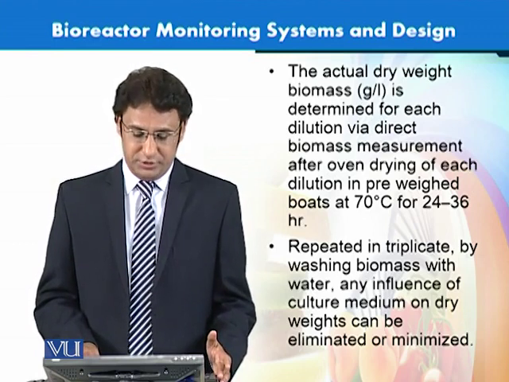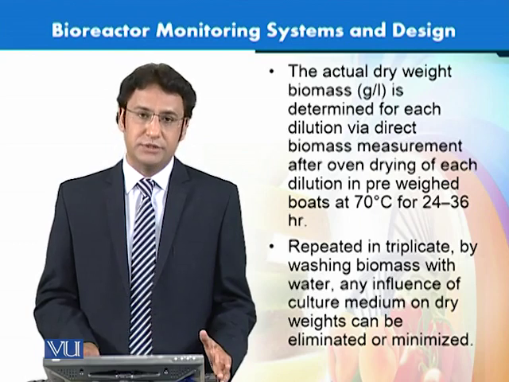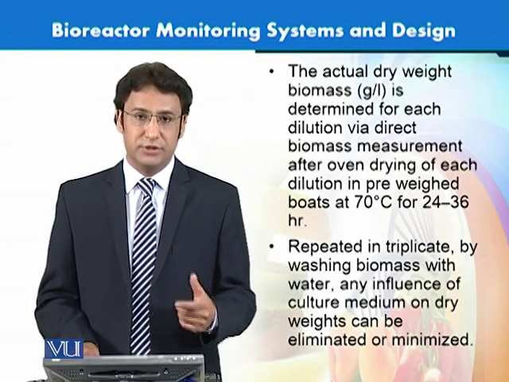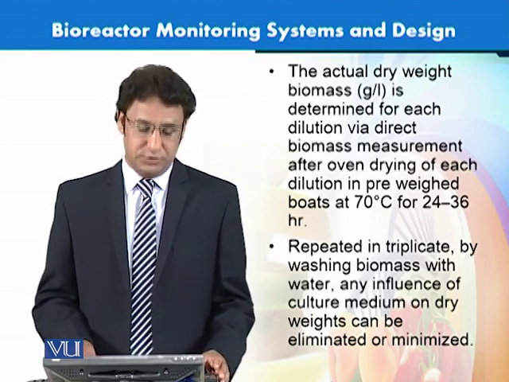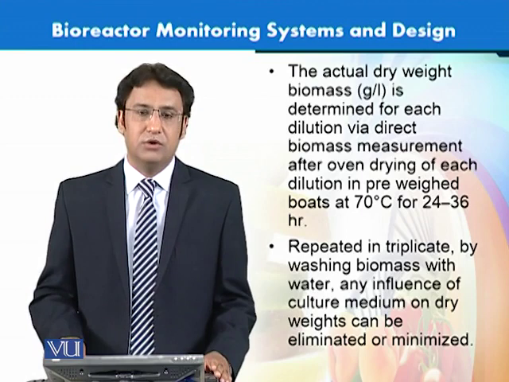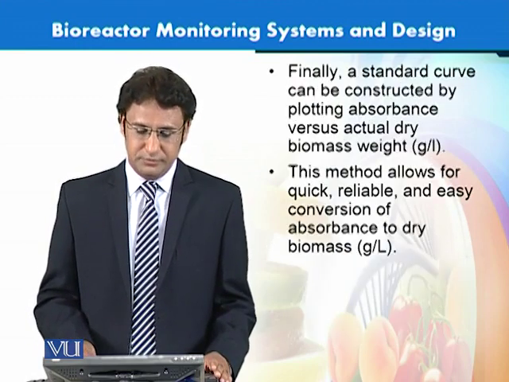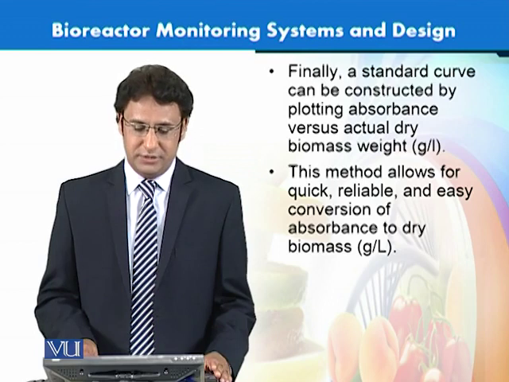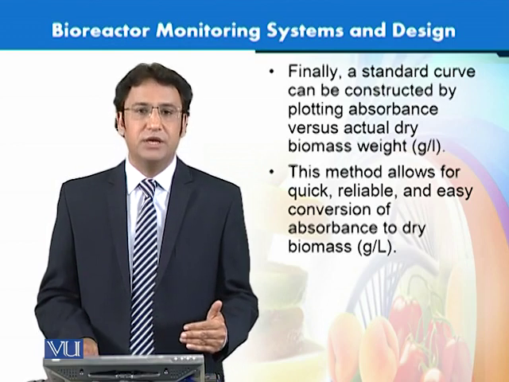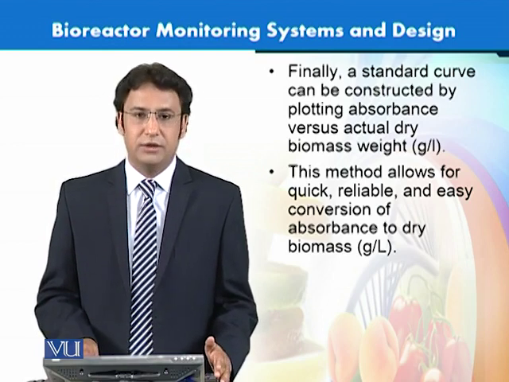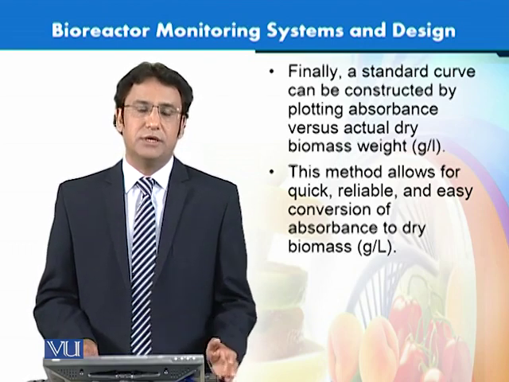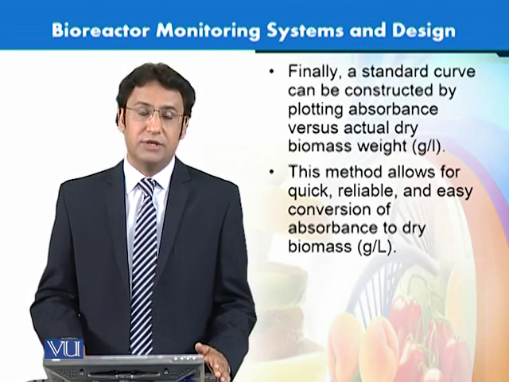We wash this biomass with water to avoid the influence of the culture medium, because that might have some turbidity in it, which is going to interfere with the absorption when we measure through the spectrophotometer. That effect can be minimized by washing with water to remove the culture medium. Once we have this standard curve, by plotting absorbance versus dry mass weight, we can quickly and reliably measure the total biomass in our actual fermenter. The value is given in gram per liter.